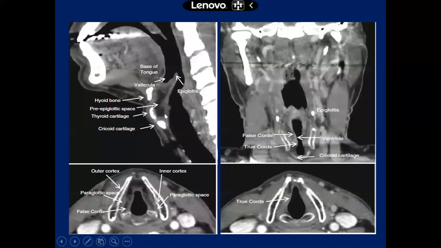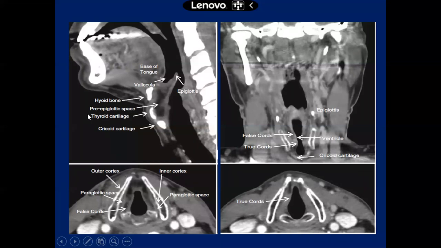And in the coronal view, you have the false cord, the ventricle. At the level of the true vocal cord, this is the true vocal cord. Then you have the cartilage, this is the thyroid cartilage, this is the cricoid cartilage. Why do you need to know the coronal view? Because we can understand the paraglottic fat infiltration. Any tumor which spreads to the level of the cricoid, you have to consider it as a subglottic extension. So this is the cricoarytenoid joint, at the level of the true vocal cord.